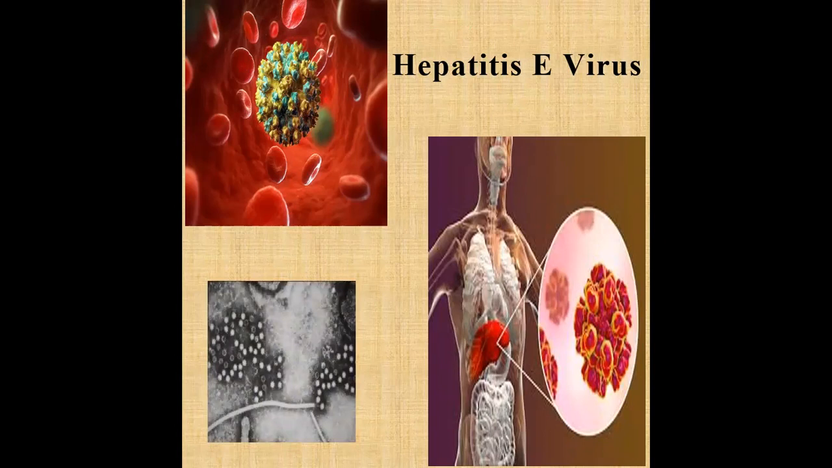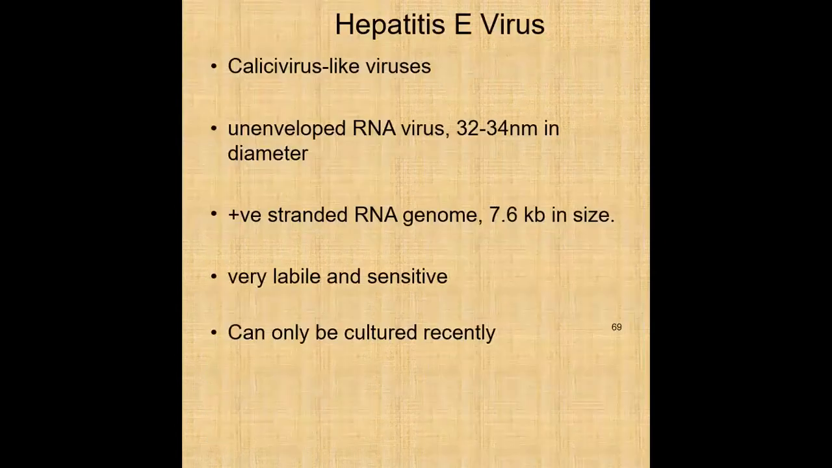Here are some of the affections that have to be observed in the case of hepatitis E. Hepatitis E virus is a calicivirus-like virus, an enveloped RNA virus. If you consider the unenveloped structure, its size is about 32 to 34 nanometers in diameter, which is a positive strand.